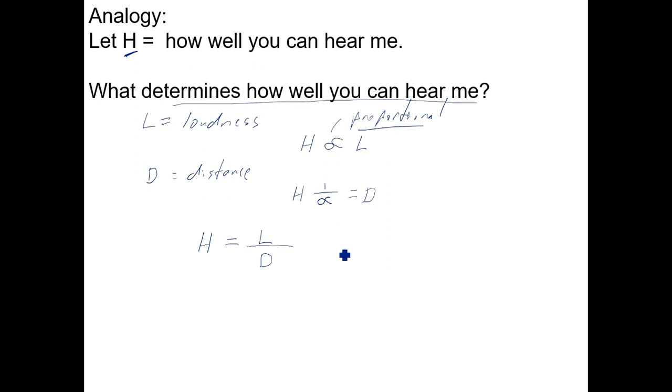As it turns out, what has a greater impact is how far away you are. So if you move a distance twice as far away, 2 times further away, I would need to talk 4 times louder. So what I then need to do in the denominator for the distance is I need to square it to show that that has more of a dramatic impact on how well you actually hear me.